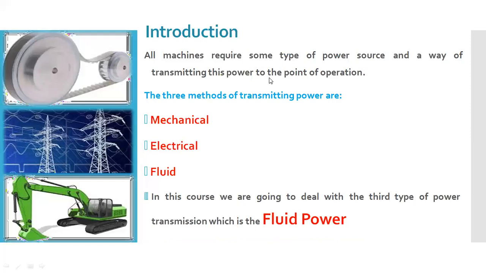So I discussed with you last time about the machines, the introduction of the machines that require some type of power source and a way of transmitting this power to the point of operation. So how different machines are being used, like the mechanical machines such as belt drives, or maybe the electrical machines like the electrical transmission system, or maybe the excavators.